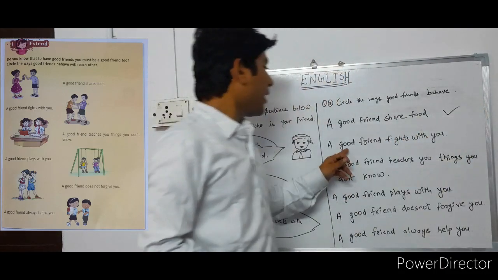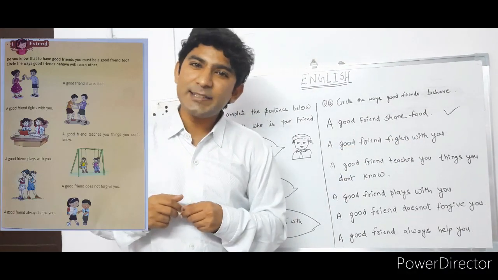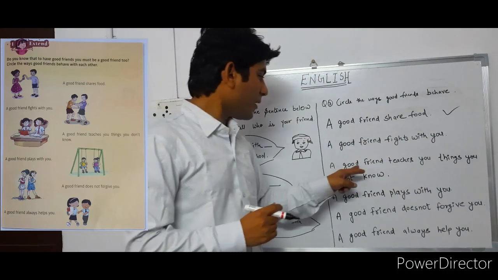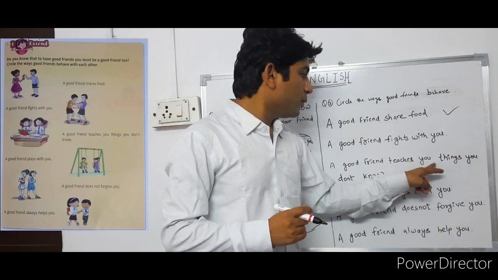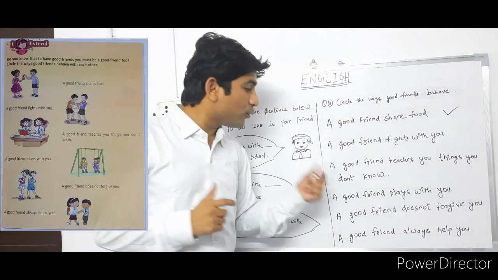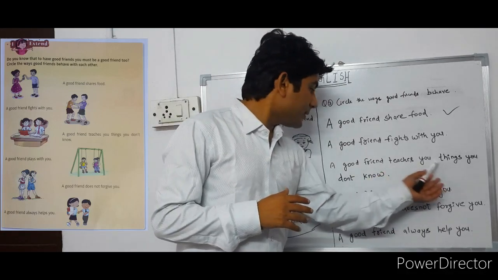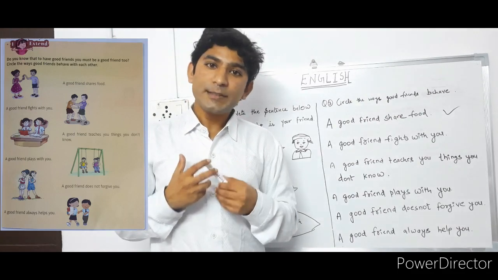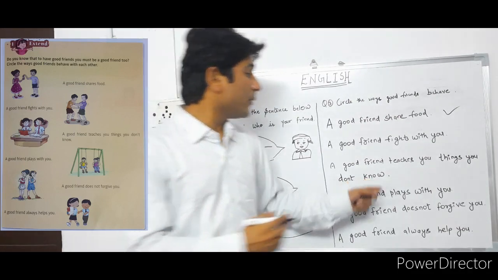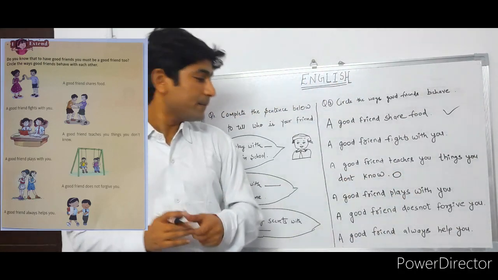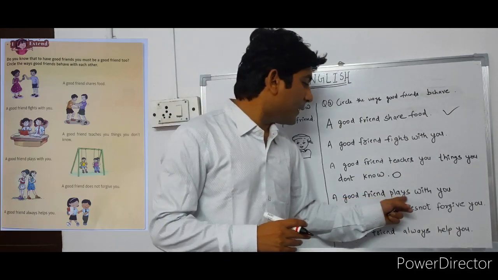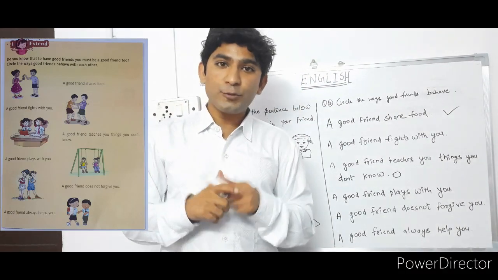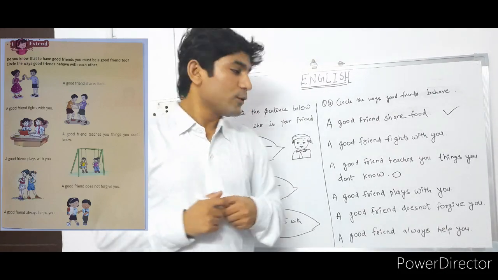Yes, that's true. A good friend fights with you. Does a good friend fight? No. So we'll not circle this one. A good friend teaches you things you don't know. Hamare dost, hamare good friend, they teach us the new things that we don't know. Hame jo cheeze nahi aati, nahi pata, wo hamare friends humko sikhate hain, hamare good friends humko sikhate hain. So yes, we will circle the picture nearby in the worksheet. A good friend plays with you. Does a good friend play with you? क्या आप अच्छे दोस्त जो हमारा है उसके साथ में हम लोग खेलते हैं? Yes. So we'll circle this.